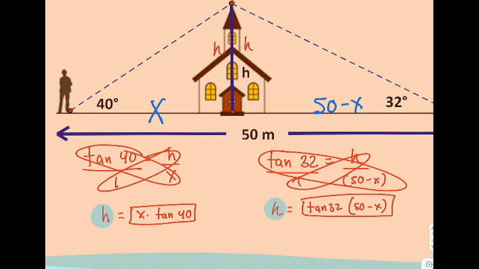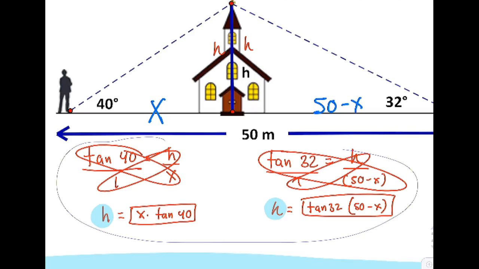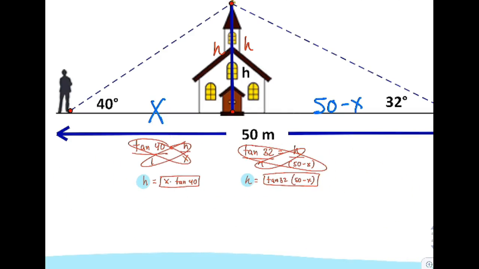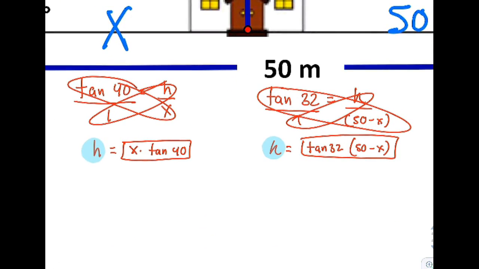So I can make an equation that says, give myself some room here. I can make an equation that says x times the tangent of 40 equals the tangent of 32 times 50 minus x.